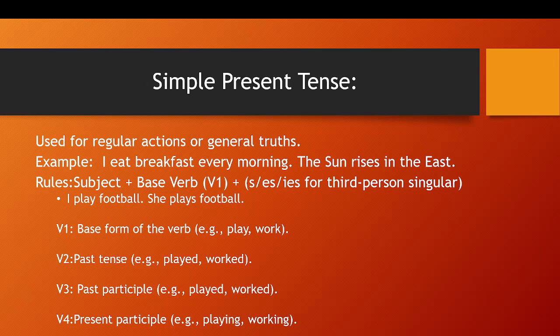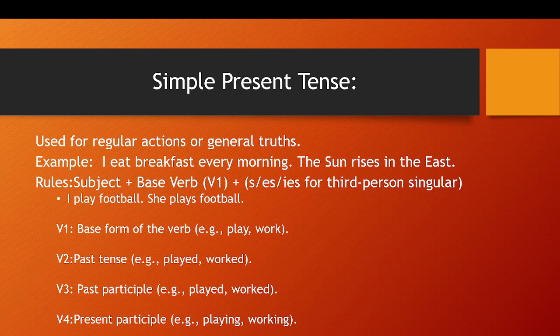The subject plus V1 verb, then third person singular. If the subject is third person singular, we have to add S, ES, or IES after the verb. I play football. She plays football. V1 verb is a base verb: play or work.